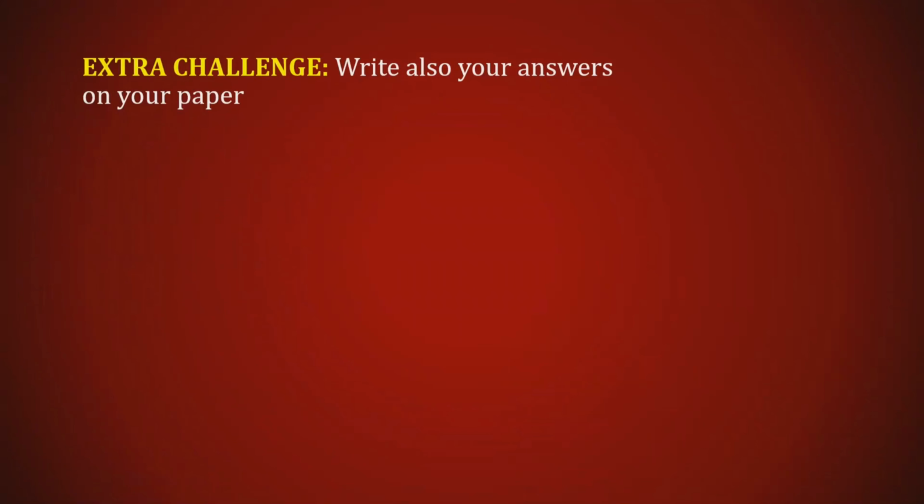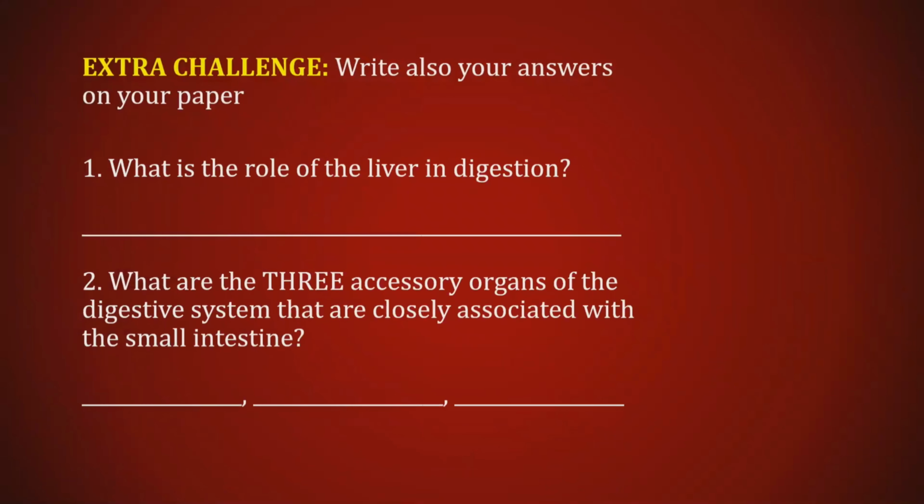I have an extra challenge for each and every one of you. Write also your answers on your paper. Question number 1. What is the role of the liver in digestion? And number 2, what are the 3 accessory organs of the digestive system that are closely associated with the small intestine?